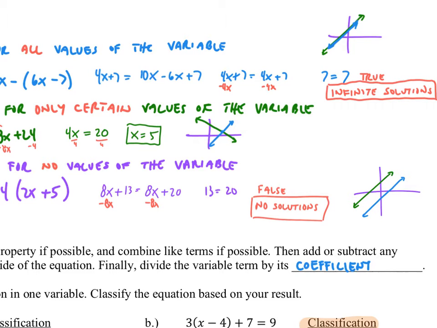If you go back to the beginning here, or the middle, notice that they have the same slope, but different y-intercepts. So that's why they don't touch.